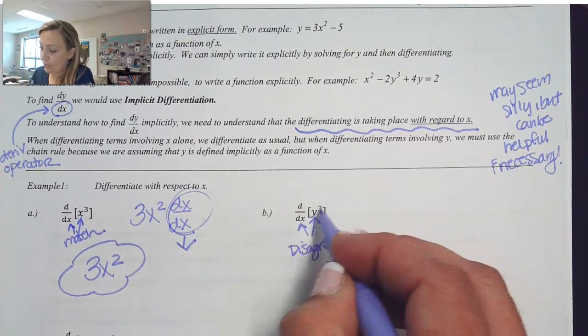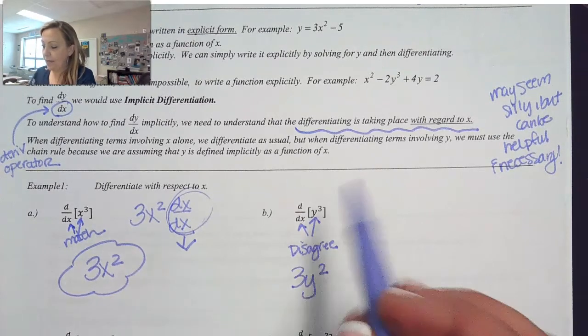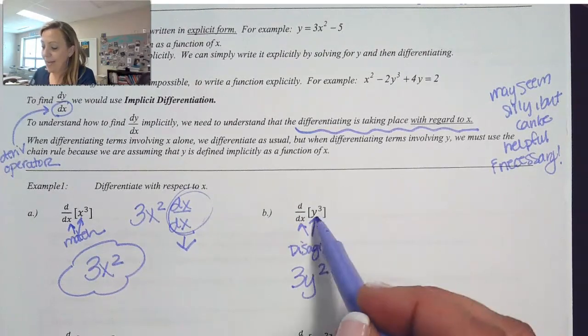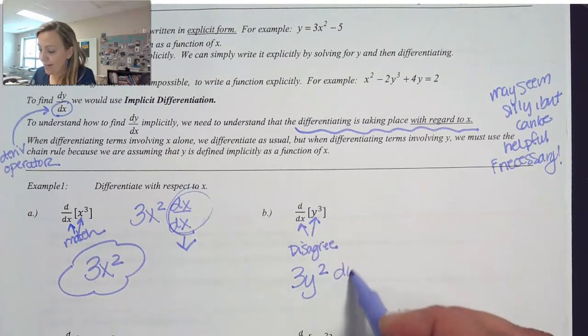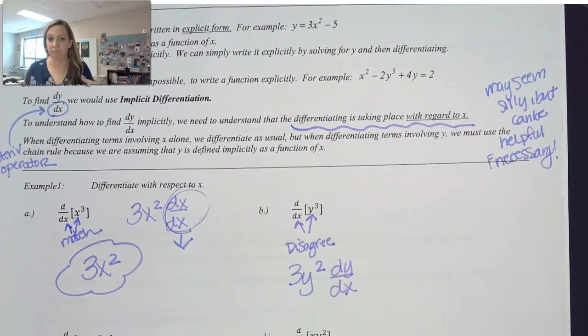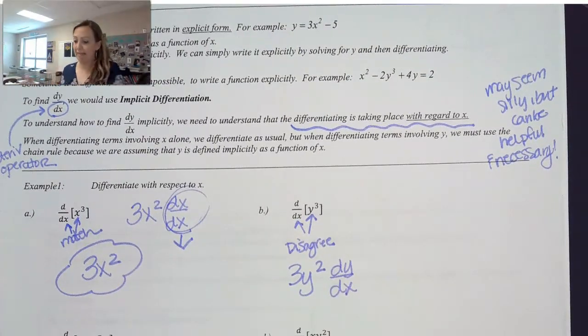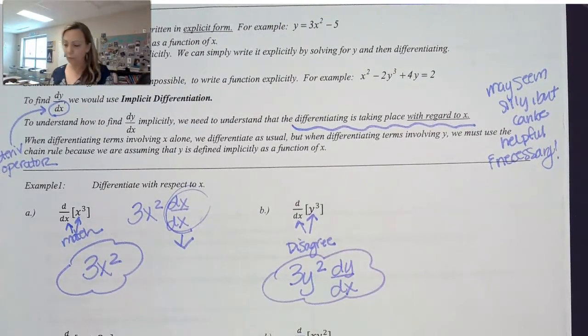So we're going to take 3 times y squared using that power rule. But now we're differentiating with respect to x, so now this is dy dx. And that's differentiating with respect to x.